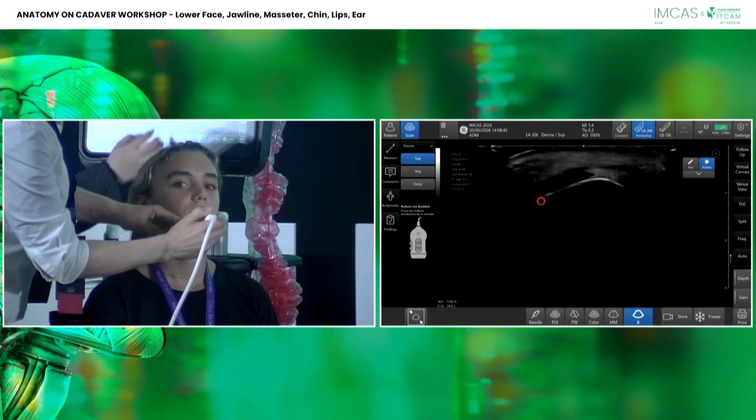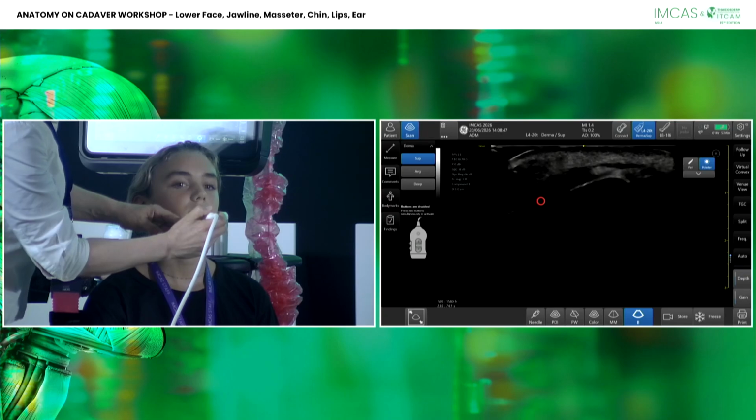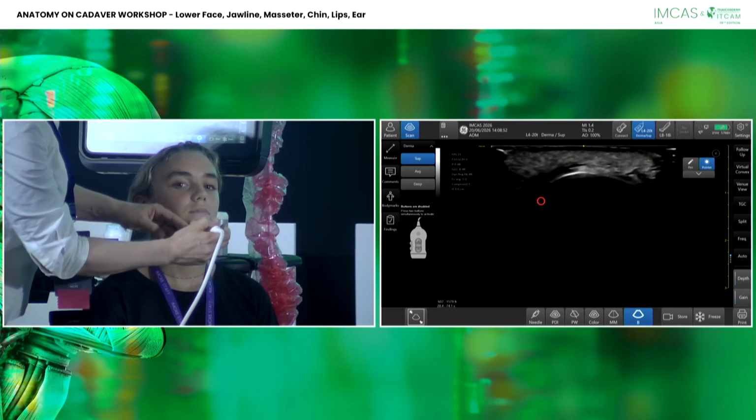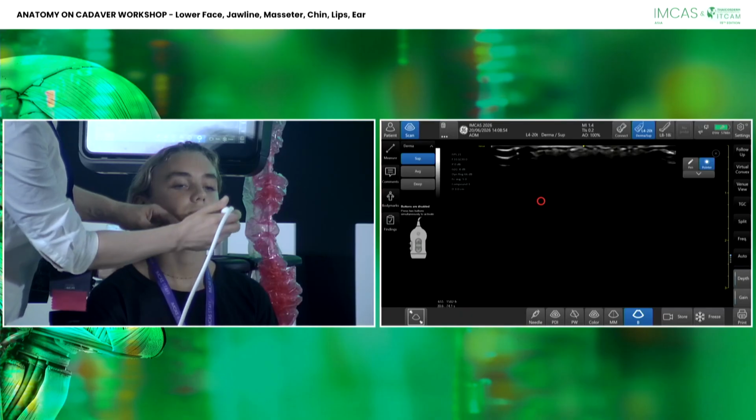And this is where you want to inject. You do not want to inject in the muscle. I use ultrasound to be sure that I'm not in that muscle, but in that white area.